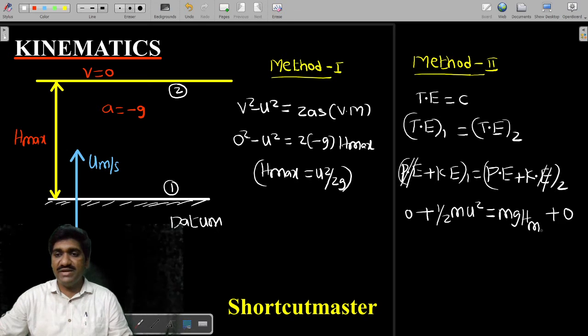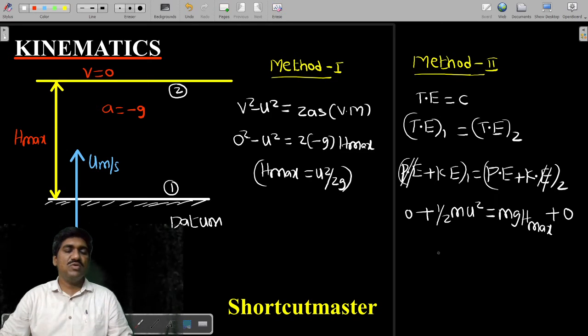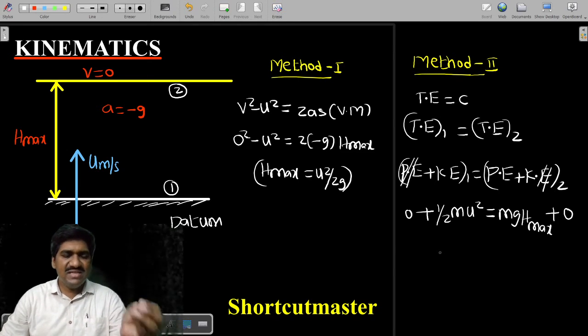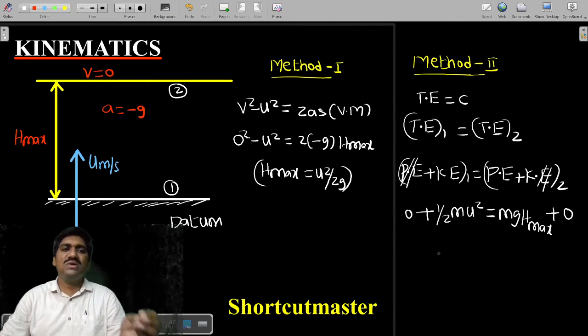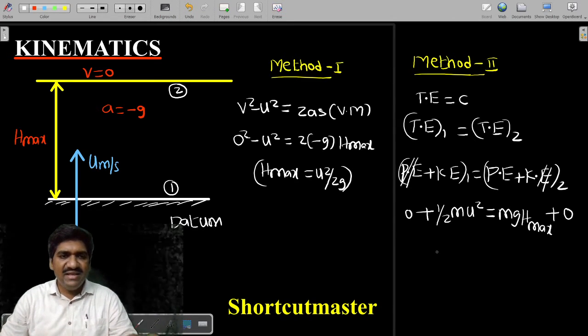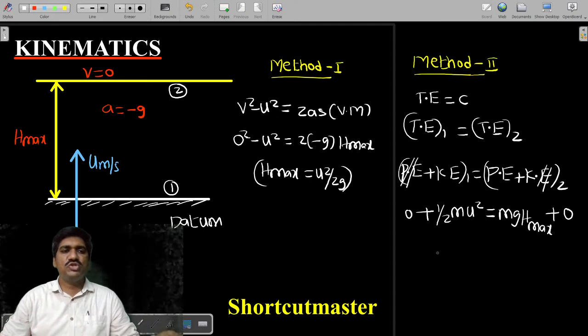But this body is reaching a height that is nothing but h maximum, the height reached by the body. Potential energy is the energy possessed by the body due to virtue of its height. Kinetic energy is the energy possessed by the body due to virtue of its motion.